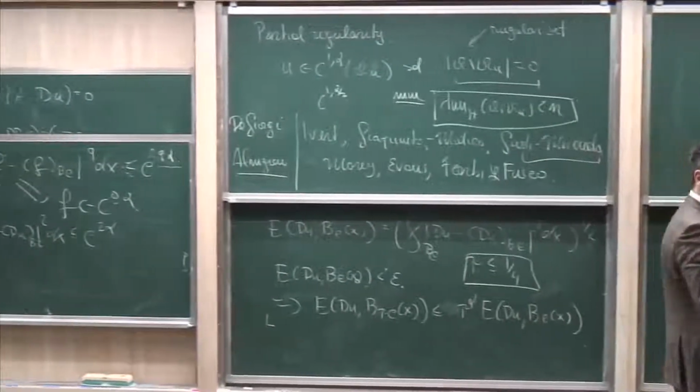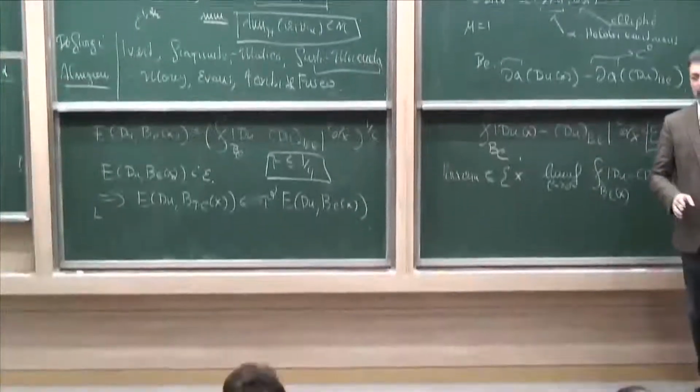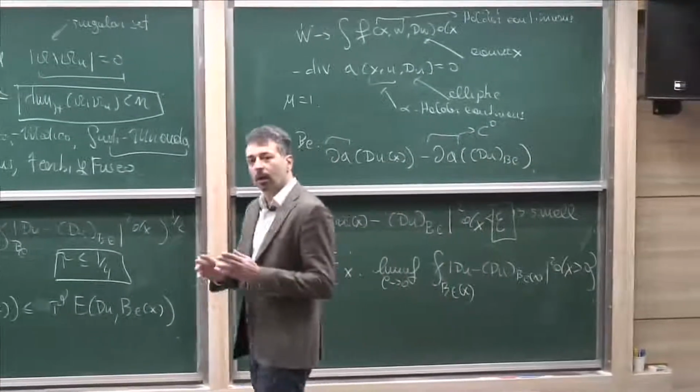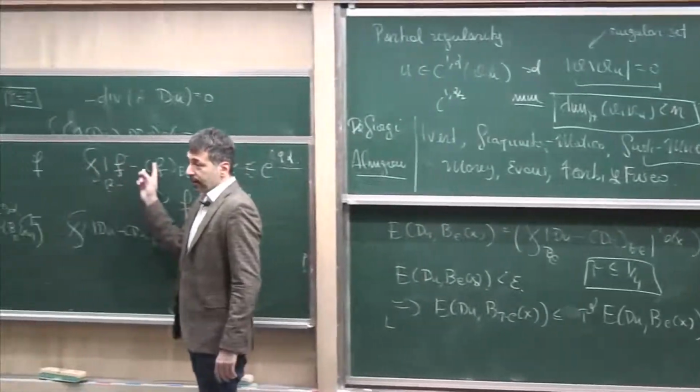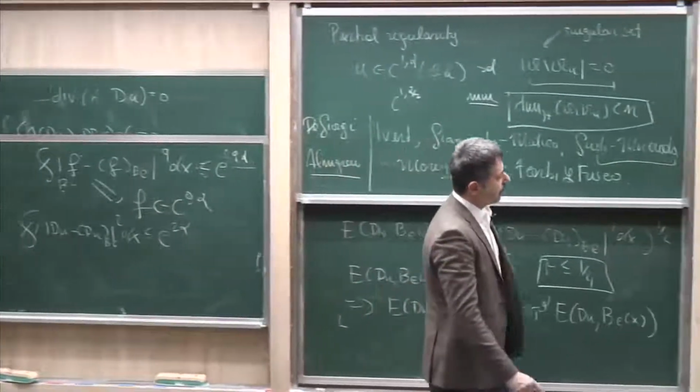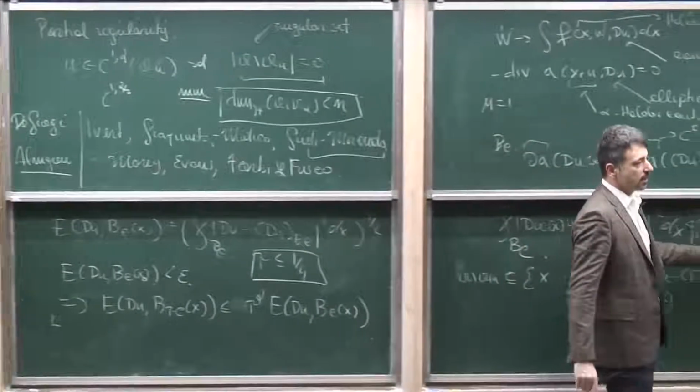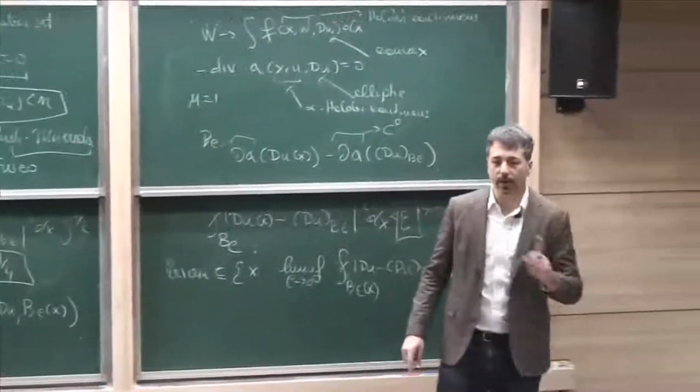So partial regularity is a local linearization method that allows you to prove higher regularity, provided you start with a smallness quantity. And this is the classical form of an epsilon regularity theorem.